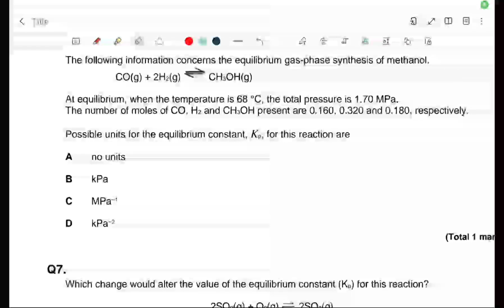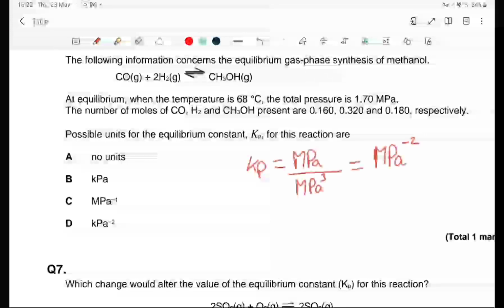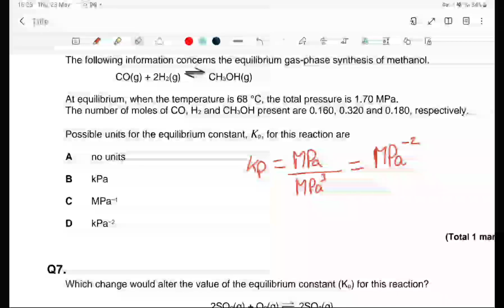Okay, so this is a unit question. As always, write out your Kp expression and replace everything with their units, and simplify it to give you that answer there. Now note that isn't one of the answers in the question. That's not A, B, C or D. But of course, I could have converted all my units to kilopascals before I did it, which means actually I could have used kilopascals in my expression, which would result in kilopascals to the minus 2. So the answer is D.